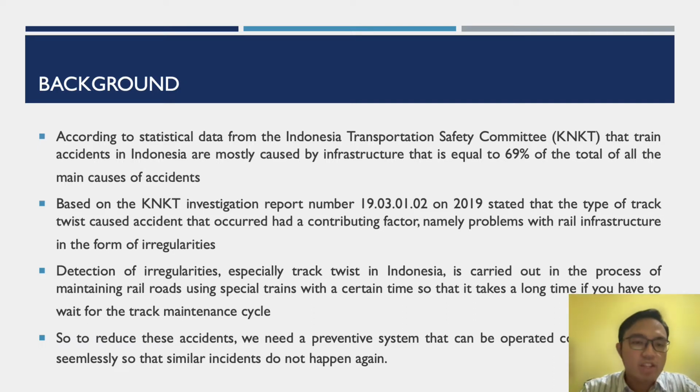Detection of irregularities, especially track twists, in Indonesia is carried out in the process of maintaining railroads using special trains at certain times, so it takes a long time because you have to wait for the track maintenance cycle. So to reduce accidents, we need a preventive system that can be operated seamlessly so that similar accidents do not happen again.